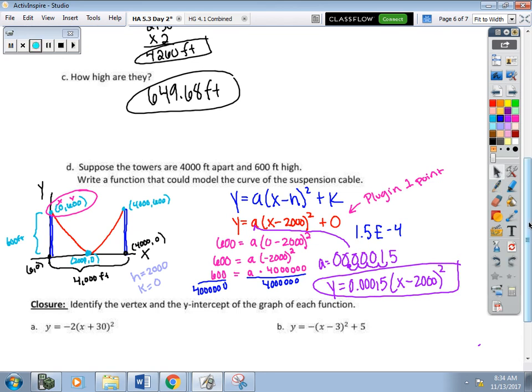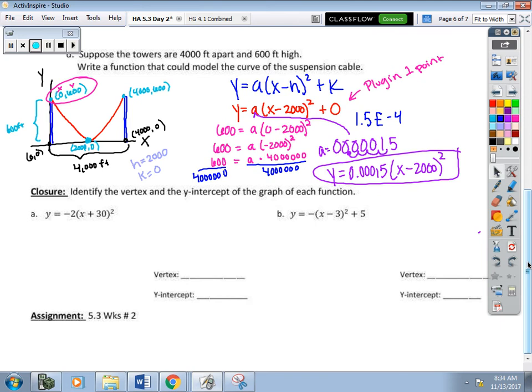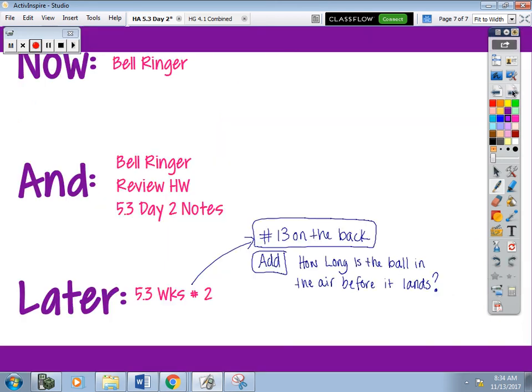Alright, see if you guys can answer the 2 closure questions where you're asked to just identify the vertex, which is right in front of your eyes. Also identify the y-intercept, which remember the y-intercept occurs when x is 0, (0, something). So see if you can find those values while I pass out the homework. And then when you get the homework, I'll remind you again, we're going to add a question on the back. Number 13 is a word problem, and I'm going to ask you to add an additional question to it.